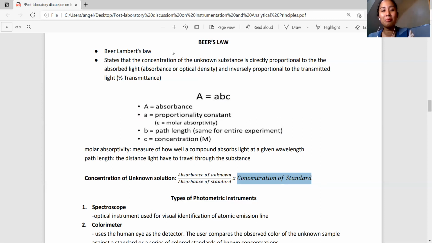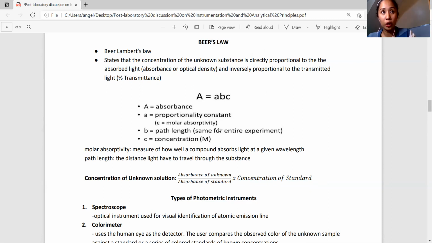Your Beer's law. Sabi niya, states the concentration of a substance is directly proportional to the absorbed light and inversely proportional to the transmitted light. So as the absorbed light increases, the concentration of the unknown substance increases as well. So pag mas maraming na-absorb na light, it's a sign na mataas yung concentration ng substance. So kung mababa yung absorbed light, mababa rin yung concentration of the unknown analyte or substance. However, it is inversely proportional to the transmitted light. So, the transmitted, yung hindi na-absorb.